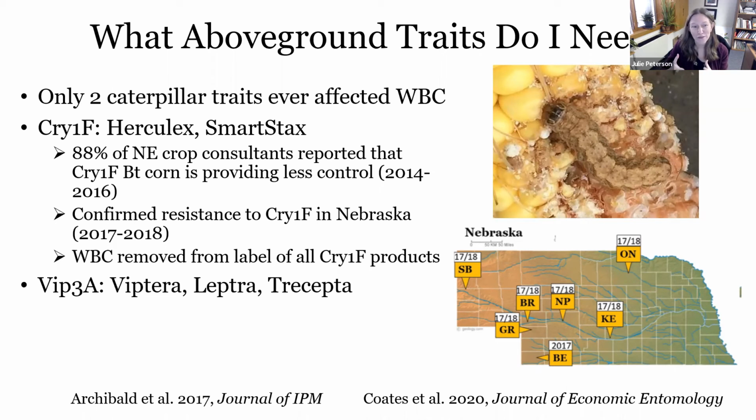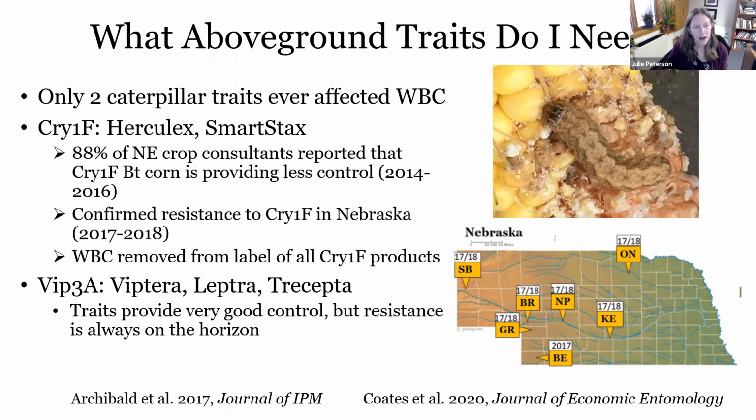And all we have left is VIP3A. This is a protein that can be found in some of the trait packages like Viptera, Leptra, and Tricepta, as just a few examples. And this protein, VIP3A, provides really good control for now, but we are really worried about resistance on the horizon, and we're trying to do some research to help with stewardship of this protein.